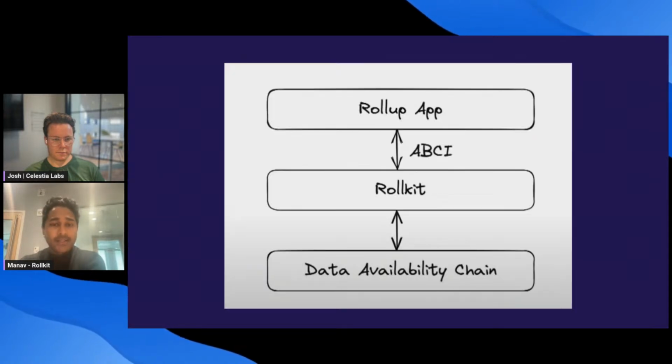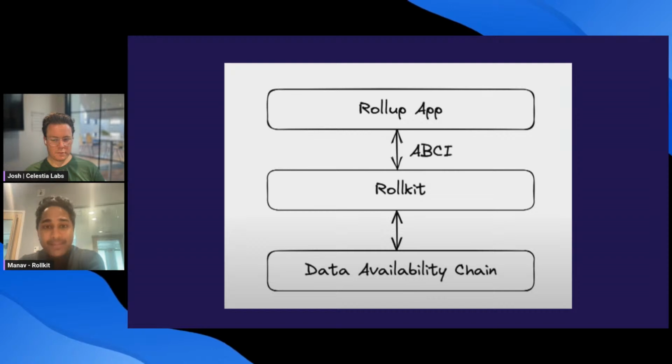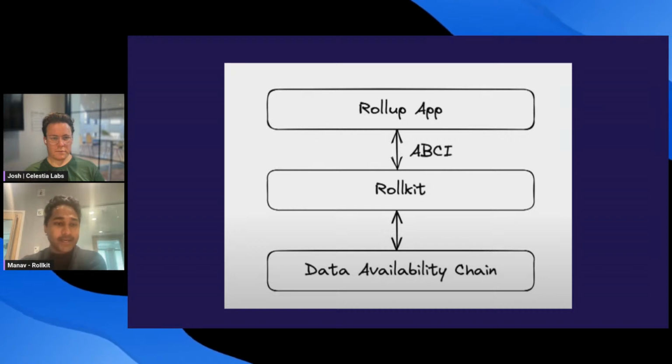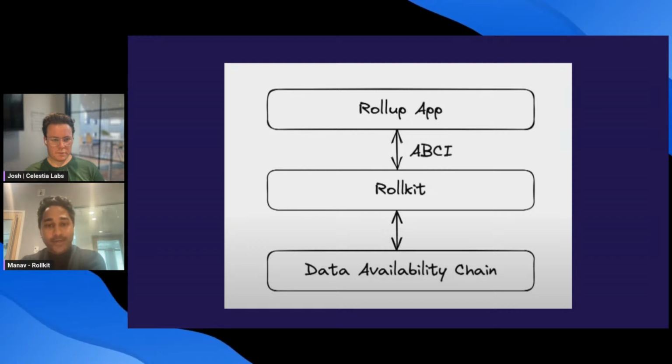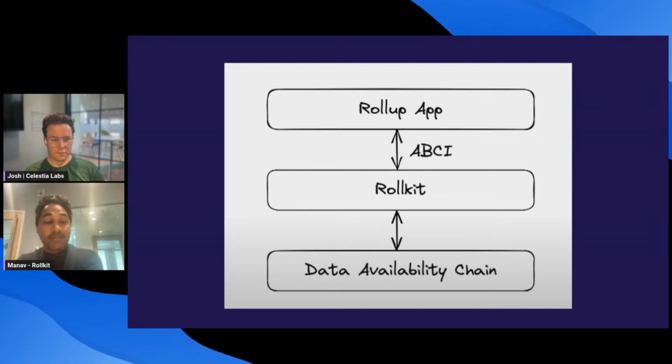So this is an overview, a short diagram of where Rollkit fits in. The app itself is independent from Rollkit, and Rollkit talks to it via an interface, which is currently the Application Blockchain Interface. And Rollkit is the middle component here that is responsible for interacting with the app, the DA layer, and all the other components that make up a rollup blockchain. So we'll go into it after that as well.